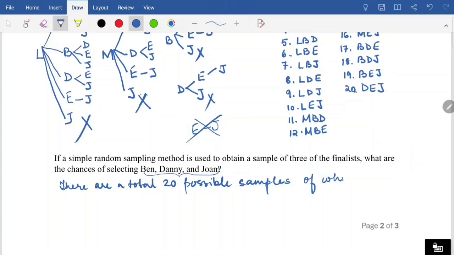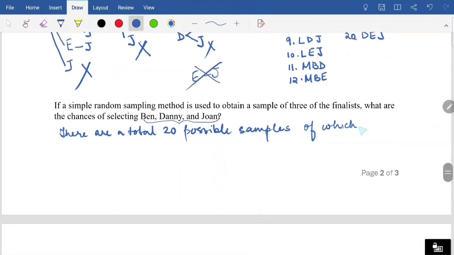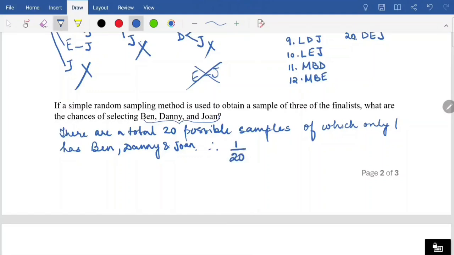BDJ, there's only one combination which has BDJ in it. I don't think any of these combinations have BDJ. So 1 out of 20, of which only one has Ben, Danny, and J, therefore, Joan, not J, Joan. Therefore, it's 1 out of 20. The chances, all right, 1 out of 20.